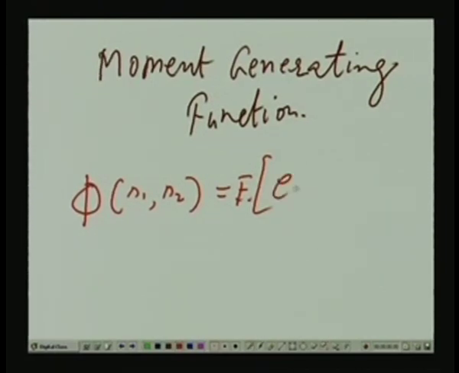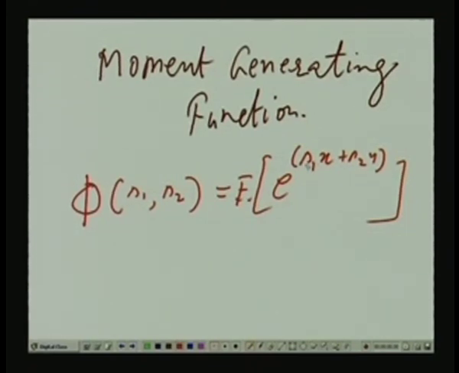Because the definition is this, e to the power S1 x plus S2 y. Now, earlier we had seen that the characteristic function is a function of omega 1 and omega 2, and is nothing but the expected value of e to the power j within bracket omega 1 x plus omega 2 y. There is just a slight change in notation.